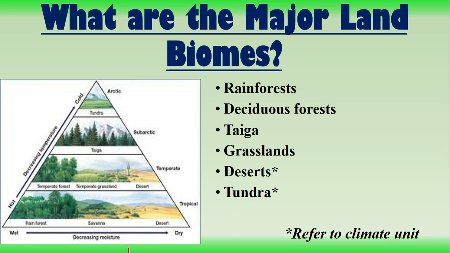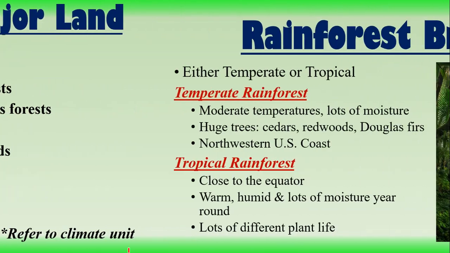So we have rainforest, deciduous forest, taigas, grasslands, deserts, and tundras. Now, deserts and tundras, I already talked about them when I talked about different types of climates. I have a different video for that. So if you want to know a little bit about those, I would go over there. I'm going to talk about the other ones now.